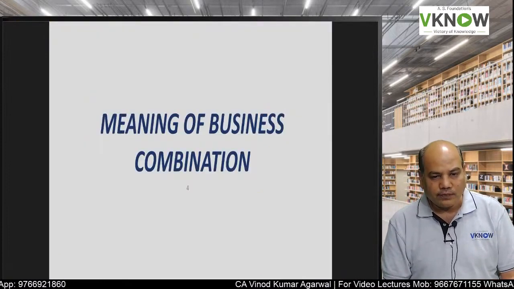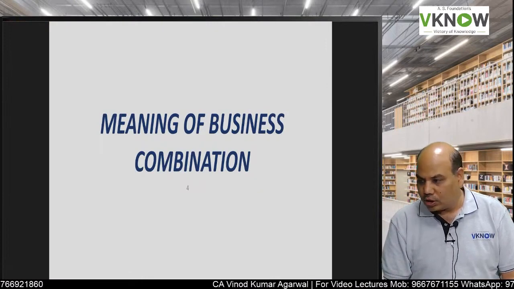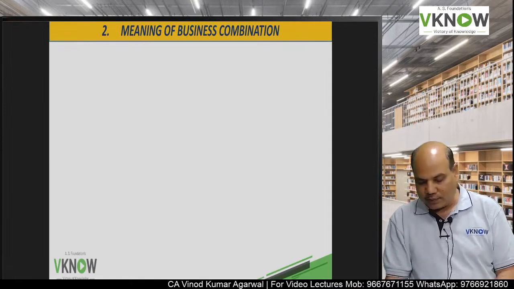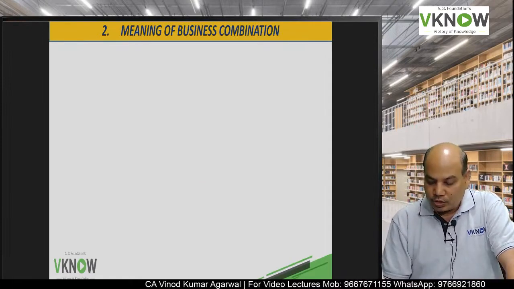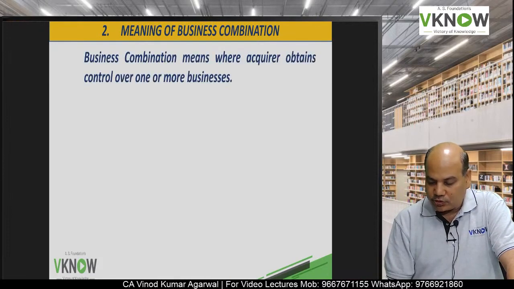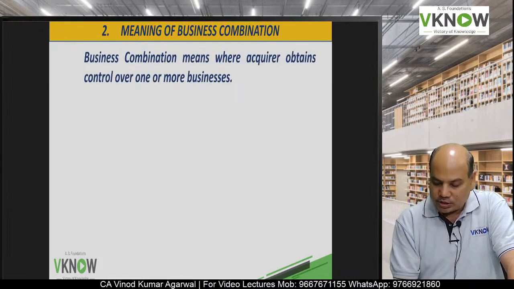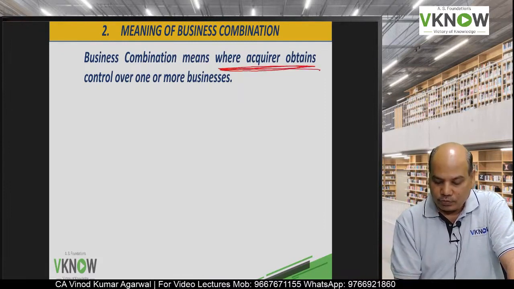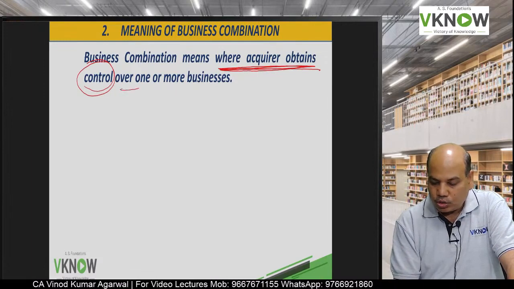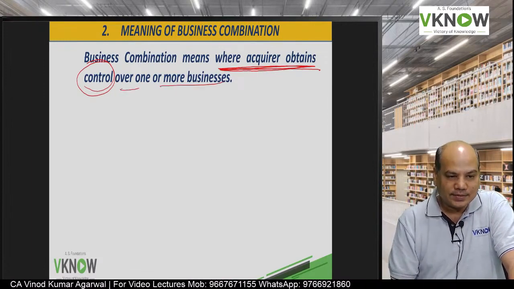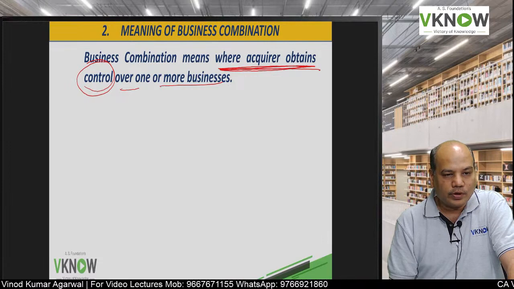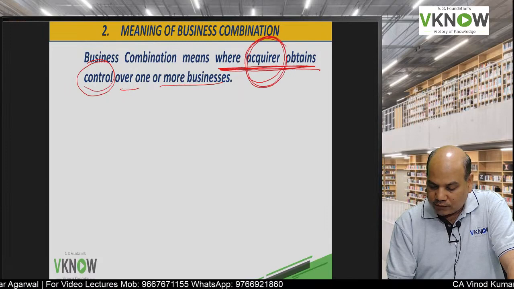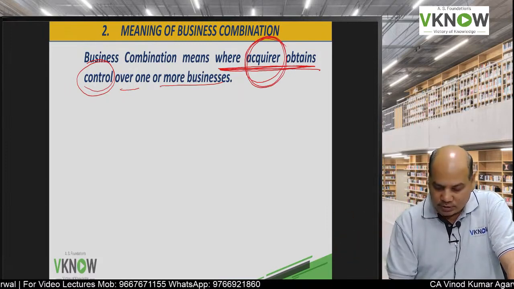Now we'll come to first thing first, meaning of business combination. Hello to everybody who has joined our live session just now. So meaning of business combination. What is business combination? It is where an acquirer obtains control over one or more businesses. Who is an acquirer? One who acquires control over the other business.